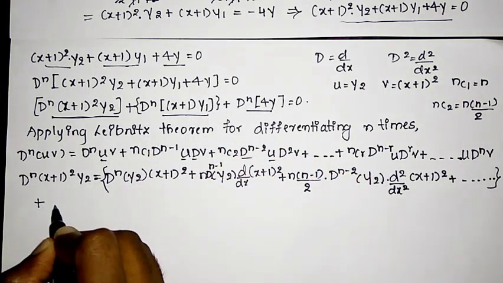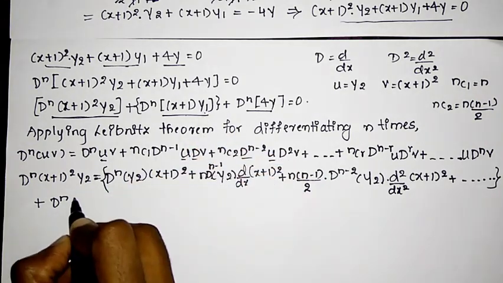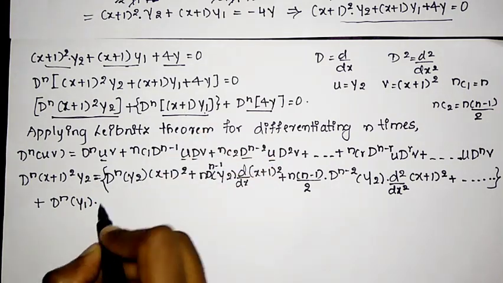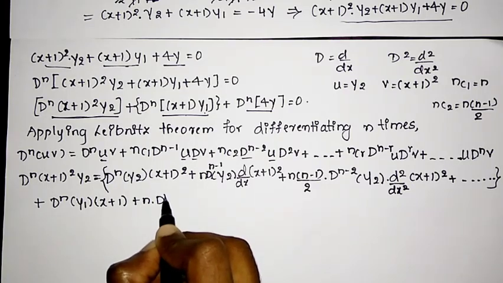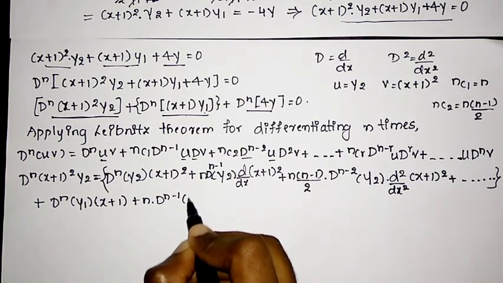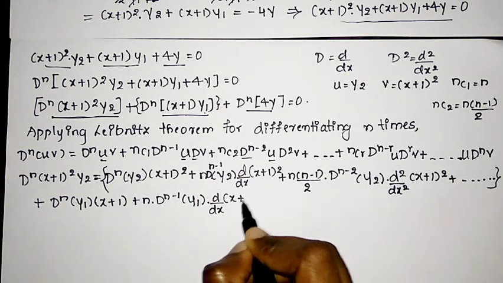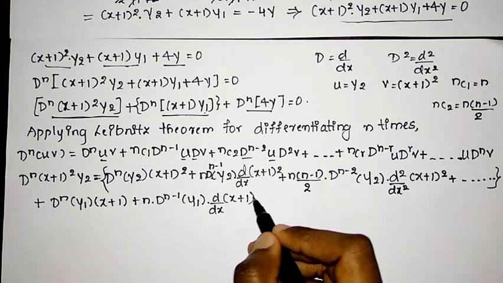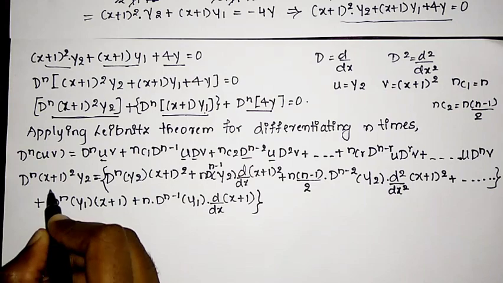So then plus d raised to n u into v. Here also, for the second equation, take u to be y1. So y1 into, so what is v? V is nothing but x plus 1, plus nc1 is nothing but n into d raised to n minus 1 into u, keeping the y1 term as it is, into the first derivative, d by dx of x plus 1. We can see that the differentiation of x plus 1 is nothing but 1. Again, if you apply the differentiation for the constant term, it will be 0. So just stop here itself. So this is the second term.